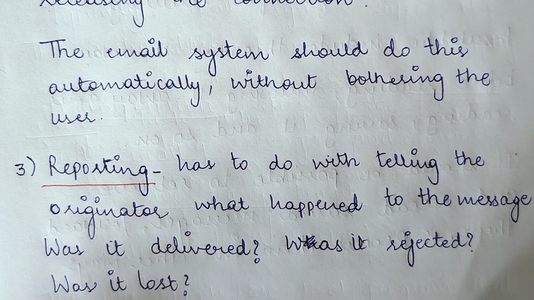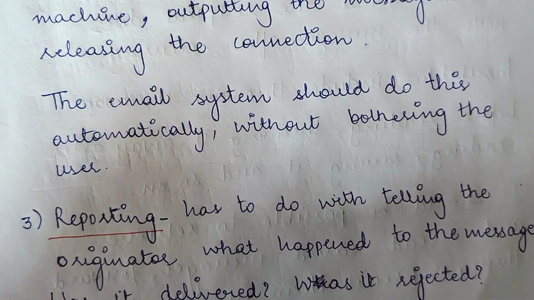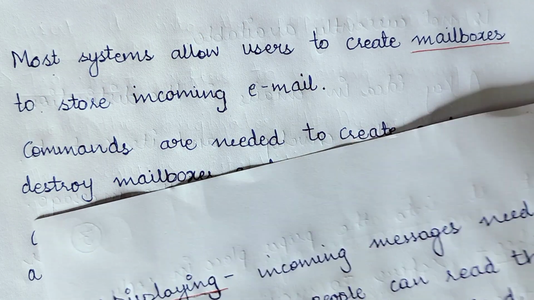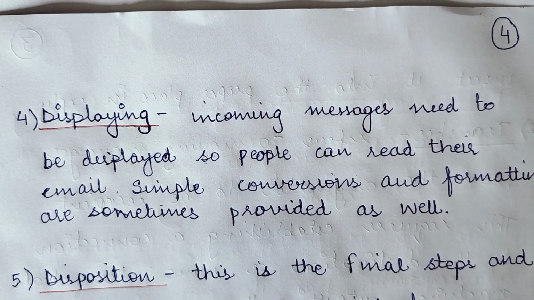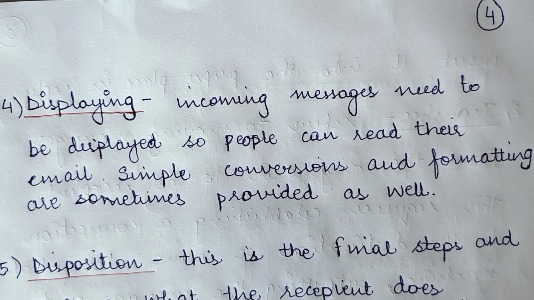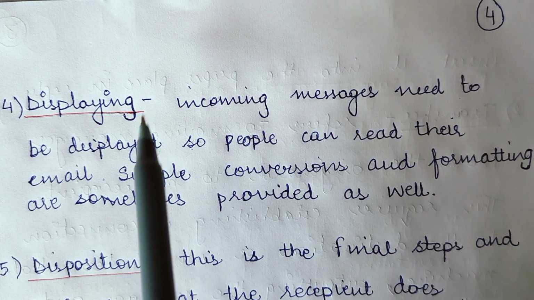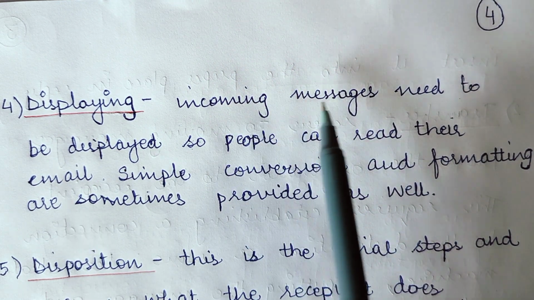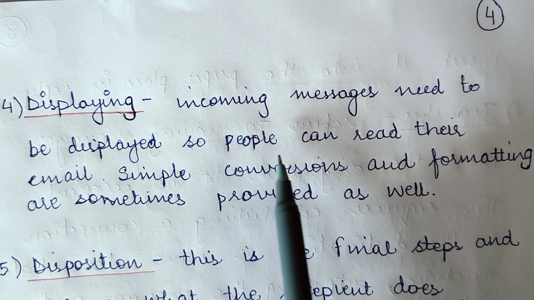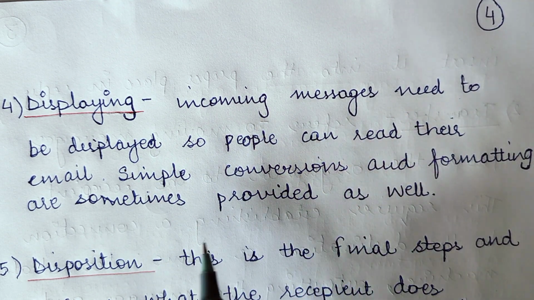So that means reporting to the user what happened to the message that you sent. Now the fourth function is displaying. Displaying the incoming messages: what is the displaying function? You know that the incoming messages need to be displayed so that people can read their email. Simple conversions and formattings are sometimes provided as well.